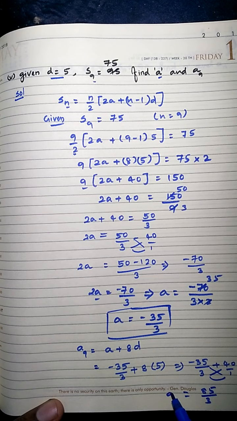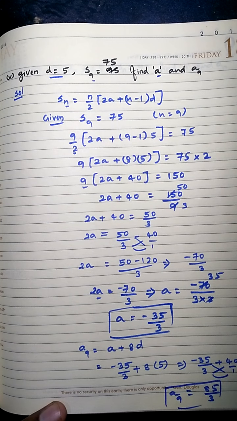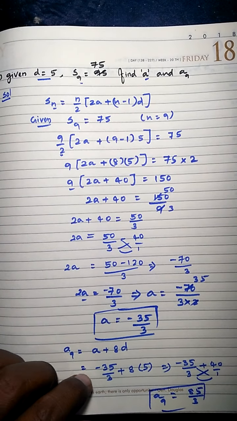85 by 3 is the 9th term. Simplify, since you know how to do the cross multiplication. So after simplifying, get it. Let's move to the next option.